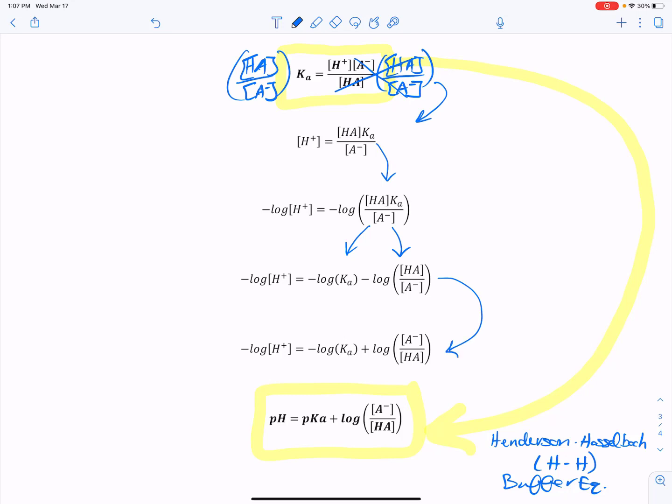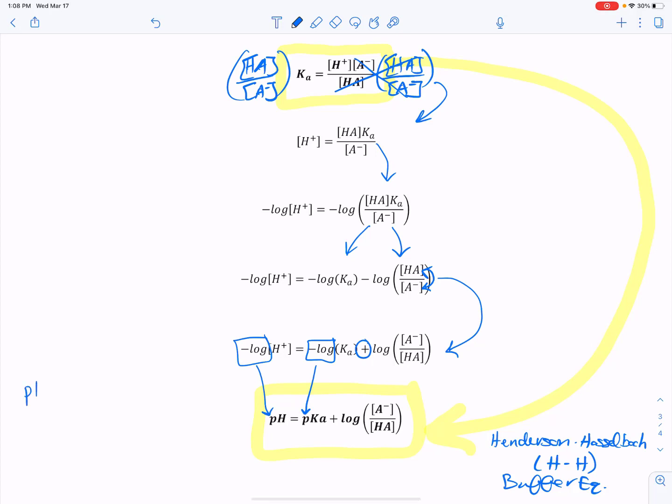Algebraically, it's the same. But then how do I go from this equation to this equation? What's different? Well, the rule for logs is that if you invert the numerator and the denominator inside the log, you simply change the sign. So that's what's happening here: we flipped the numerator and the denominator, which changes the sign of the log. The last step is we replace the negative log with the letter P. P literally means negative log. So instead of saying negative log of hydrogen ion concentration, you can simply say pH, and instead of negative log of Ka, you can say pKa. Here you can see the final expression for the Henderson-Hasselbalch equation.